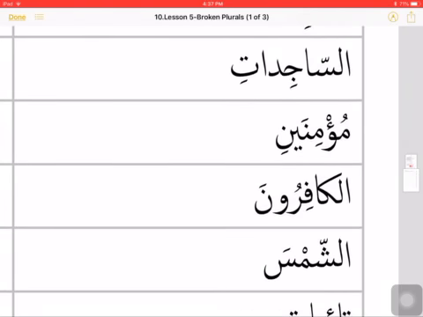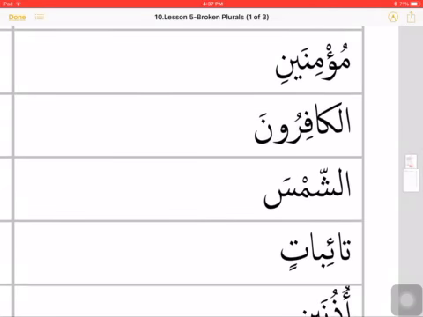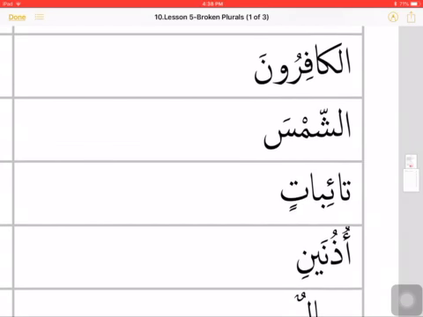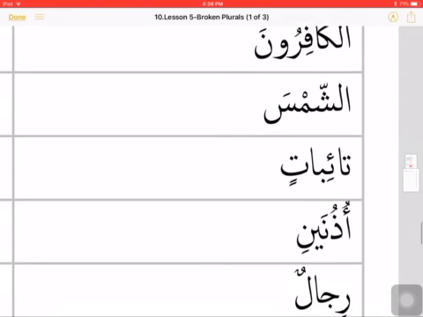As-sajidati, does it have an ending? Yes, it has the atin ending, the ati ending because of al. As-sajidati is a jama mu'annath salim. This word is a mu'annath word. Mu'minina, it does have an ending, ina, jama mudhakkar salim. Mudhakkar word, jama mudhakkar salim. Al-kafiruna, una ending, jama mudhakkar salim, mudhakkar word.